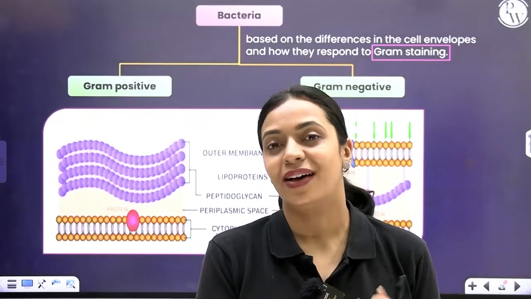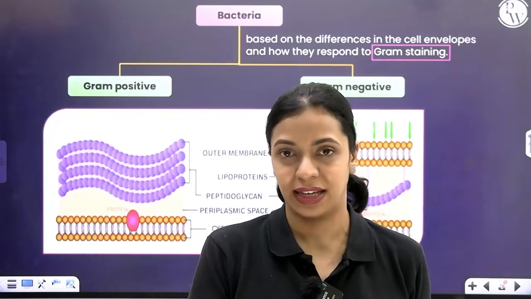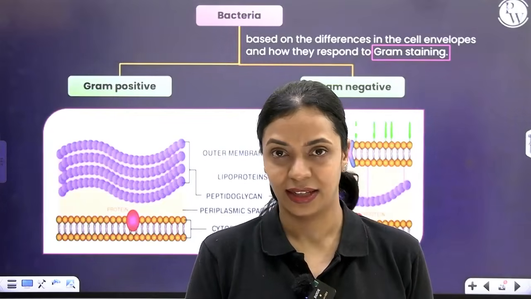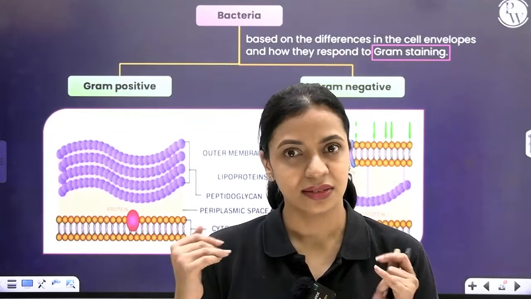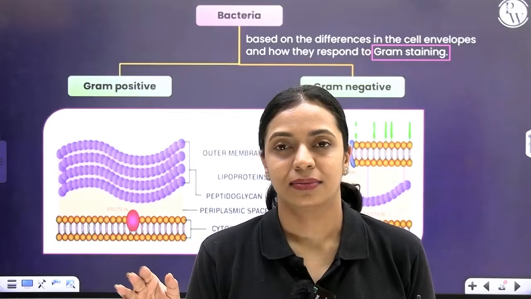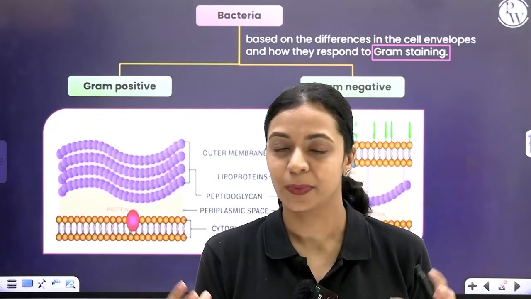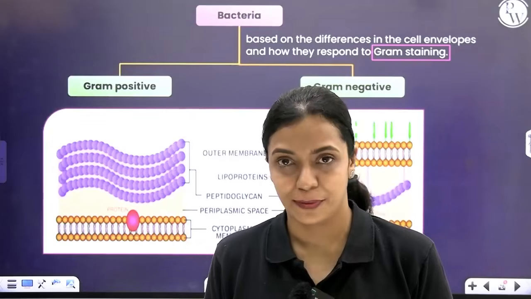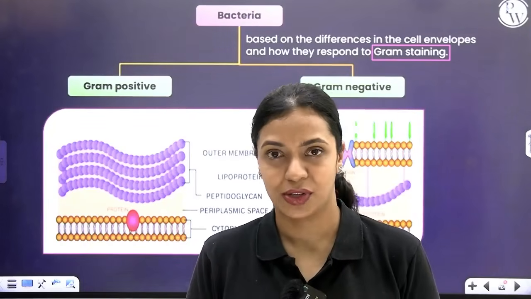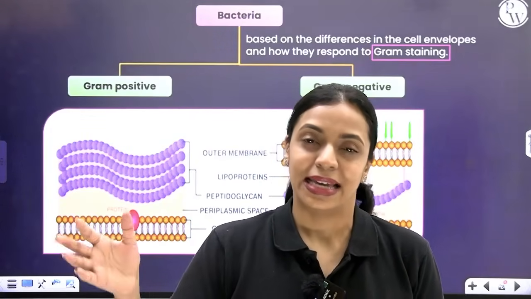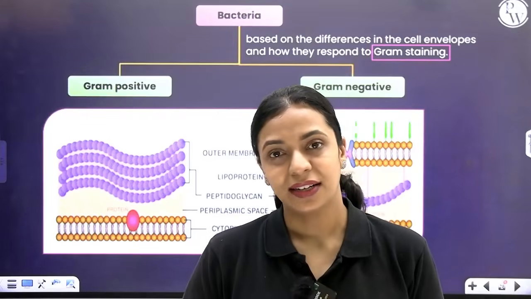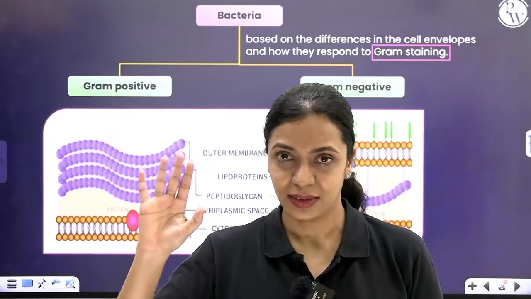Some of them would have lost the blue color gram stain and they appear somewhat reddish in color. The reason is because of the difference in structure of the cell envelope. We call them gram positive bacteria because even after all the steps are completed, they still retain the gram stain, which is blue in color.